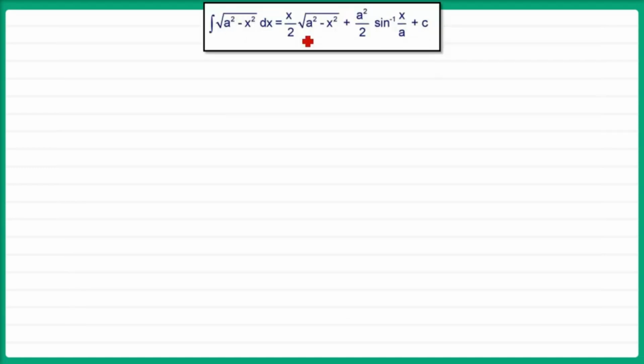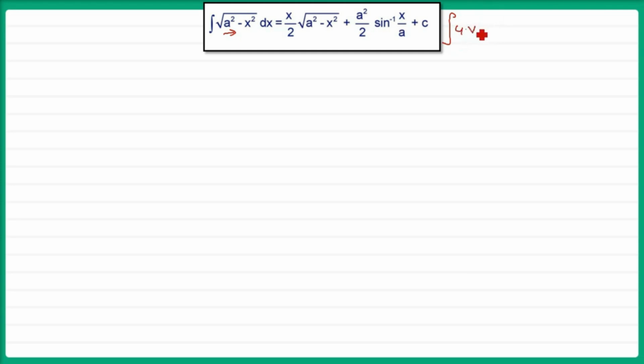Under root a square minus x square, this integral, and the direct result after integrating this is x by 2 under root a square minus x square plus a square by 2 sin inverse x by a plus c. Now the result is okay, but how actually have we got to this result?